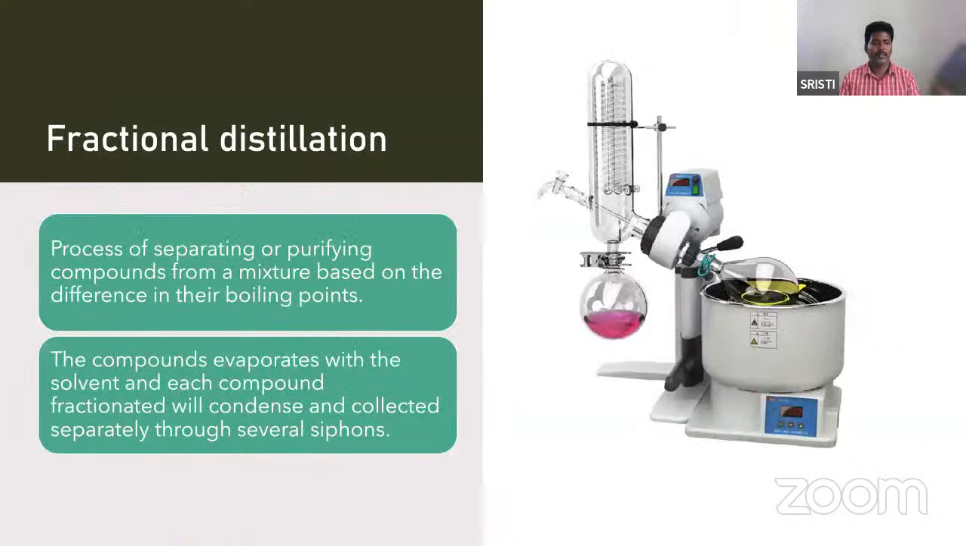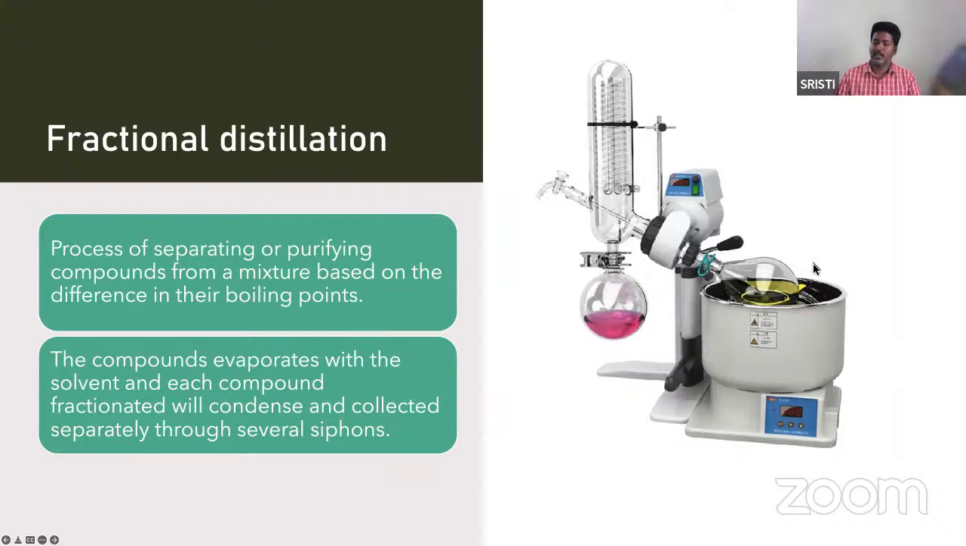The next method is fractional distillation. It is the process of separating or purifying compounds of a mixture based on the difference in their boiling points. The compounds evaporate with the solvent, and each fractionated compound will condense and be collected separately through several siphons attached to the condenser. Here we see that instrument. It is called a fractional distillator.